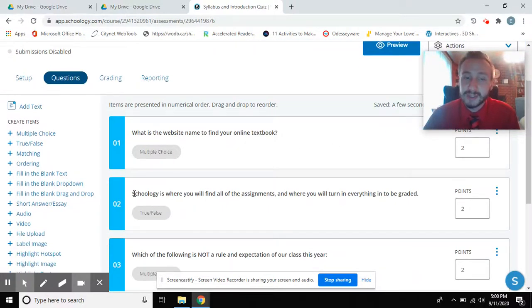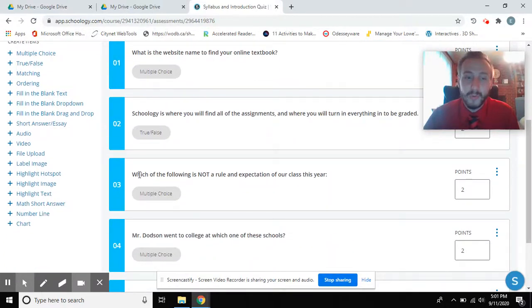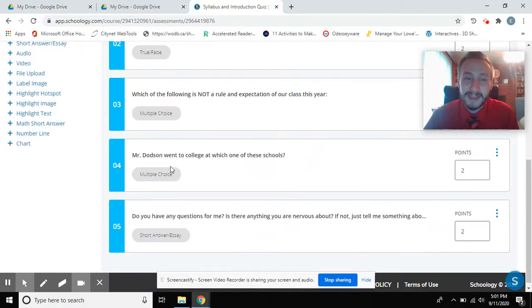The next one says Schoology is where you will find all of the assignments and where you will turn in everything to be graded. Is that true or false? Which of the following is not a rule and expectation of our class this year? So look over those answer choices and see which one is not a rule or expectation. Mr. Dotson went to college at which one of these schools? So in the about me part that I talked about, what school did I go to?